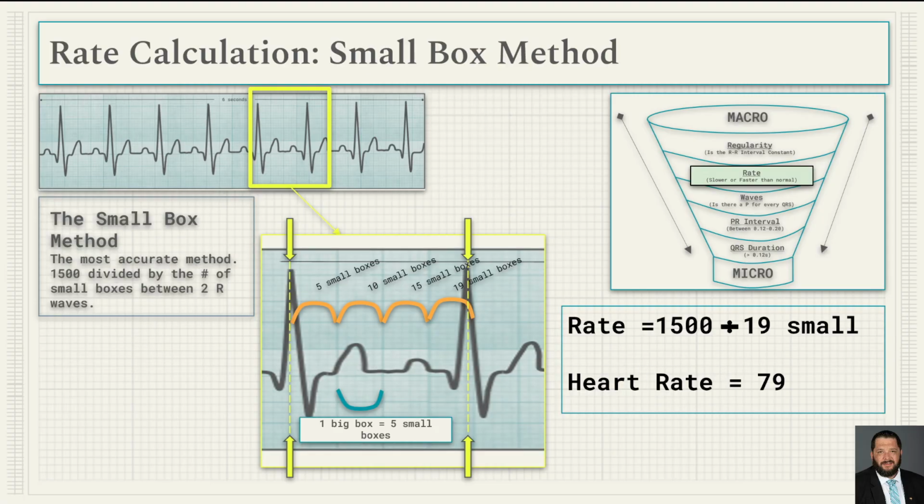Next is the small box method. We're going to take that same rhythm and we're going to zoom in for you, and then we're going to look at the number of small boxes that exist between the 2 R waves. For this one, we have 19 small boxes between the R waves. And to find our rate, we're going to take 1500, divide that by the 19 small boxes, which gives us a heart rate of 79 beats per minute.